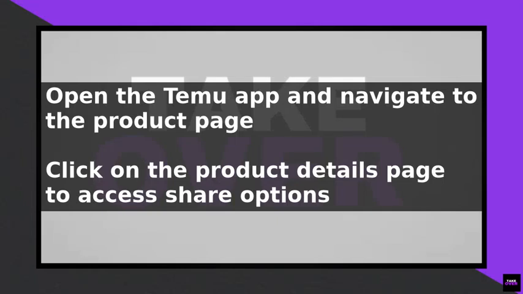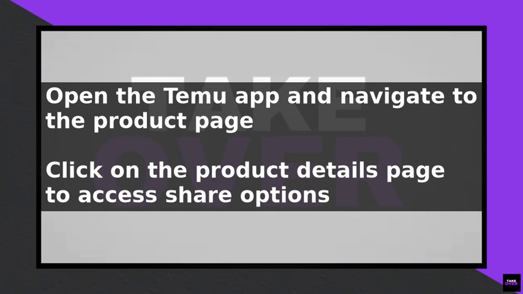How to share a link on Temu is a straightforward process that allows users to easily share their favorite products with friends and family. To begin, open the Temu app and navigate to the product you wish to share. Once you have found the product, click on the product details page.